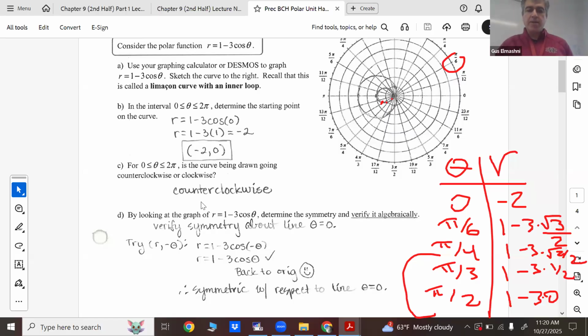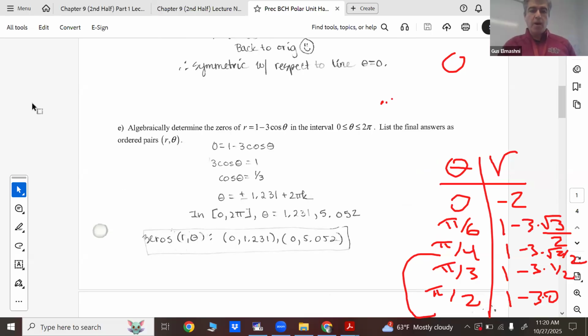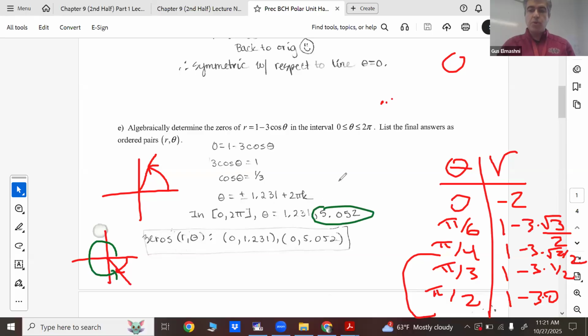Okay, for part E, when asked to find the zeros, literally replace r with 0 and solve, and you have to use your calculator. When you do inverse cosine of 1/3, you will get 1.23. Now, 1.23 is in the first quadrant. It's not quite to the positive y-axis because that's 1.57. So I also expect negative 1.23, which if I go counterclockwise as a positive angle, do you guys see how I got 5.052? Because that's 2 pi minus the reference angle, minus 1.23.